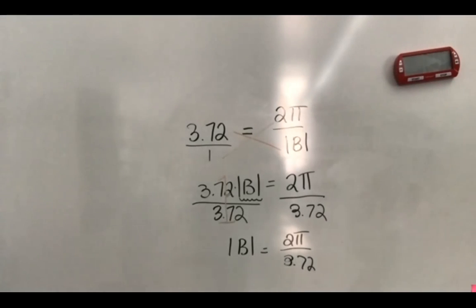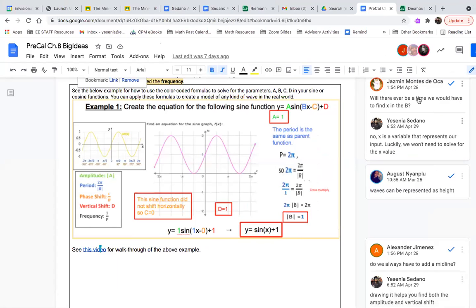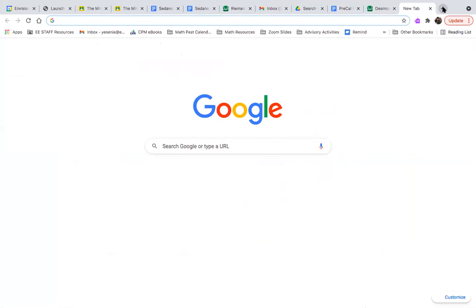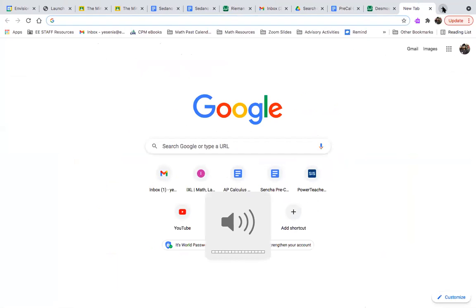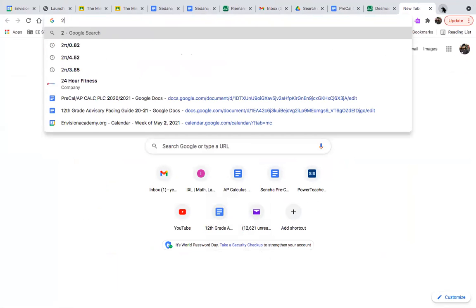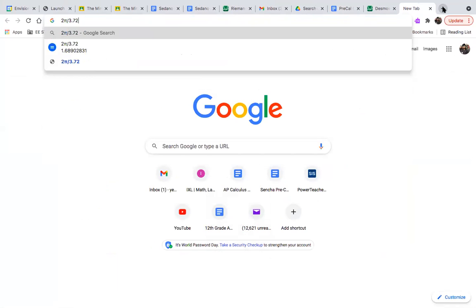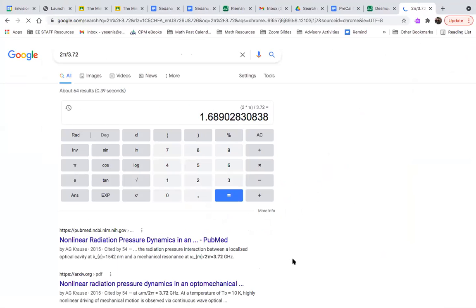I got a really long number. What'd you get? One. Wait, let me take it out. 1.689028308. Let me check if that's what I get. Yes, I got the same thing.